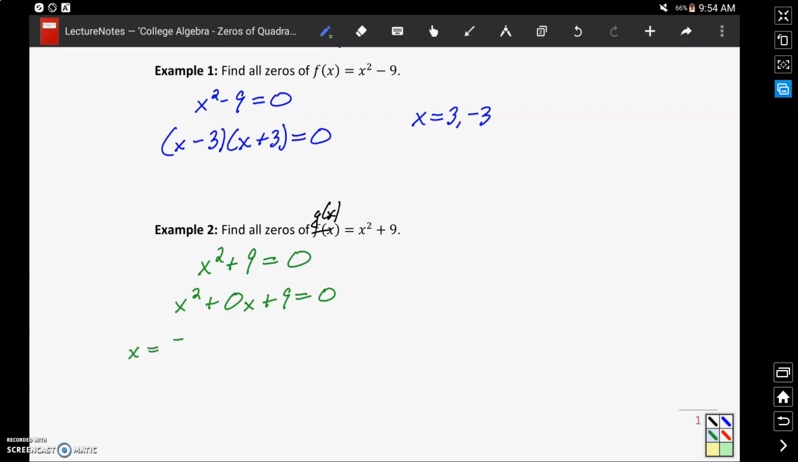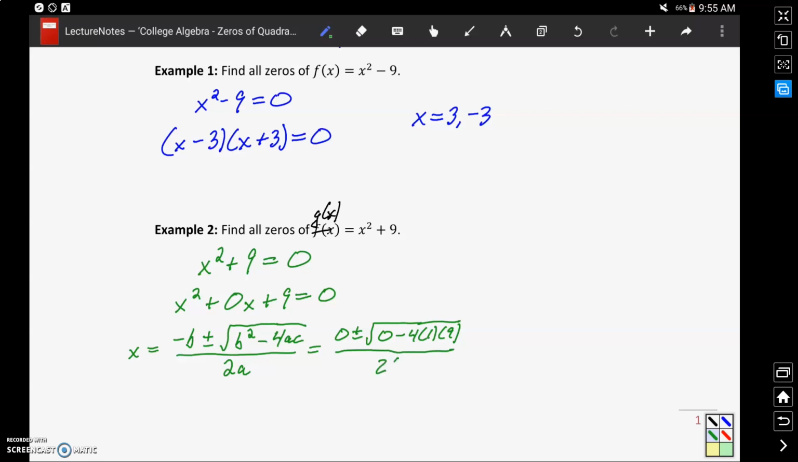and then we can solve this by evaluating that quadratic formula, which is the opposite of b, plus or minus the square root of b squared, minus 4ac, all over 2a. Since our value for b above is 0, we would get 0 plus or minus the square root of 0 minus 4 times 1 times 9, all over 2 times 1, which would give us plus or minus the square root of negative 36, all over 2.